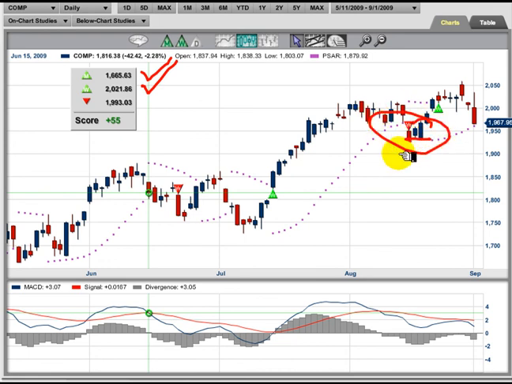There's going to be some great opportunities in this market this year. So keep your powder dry and get ready to act when you see the trade triangles kick in.